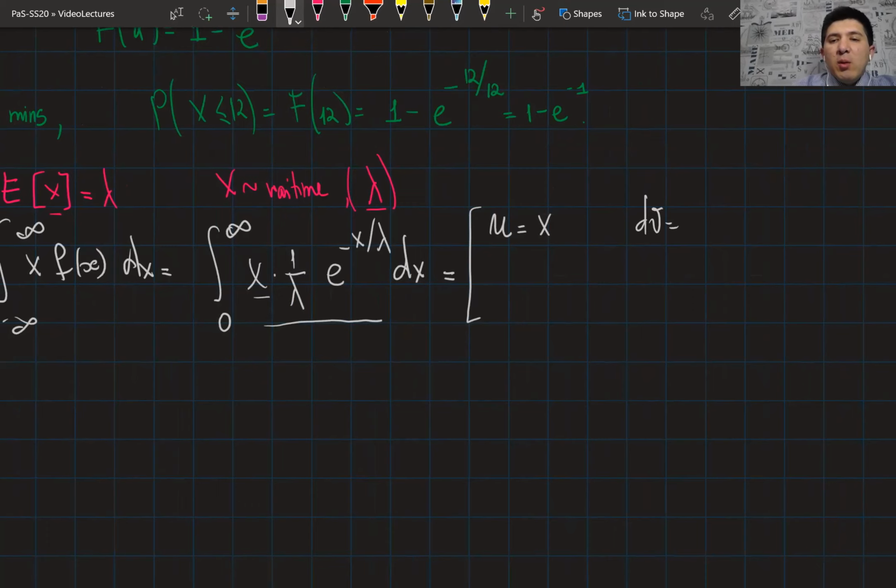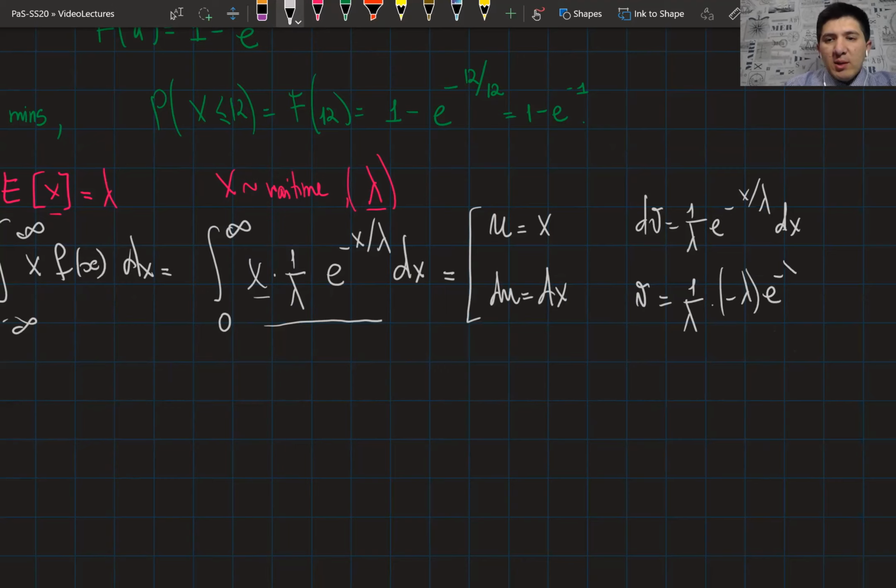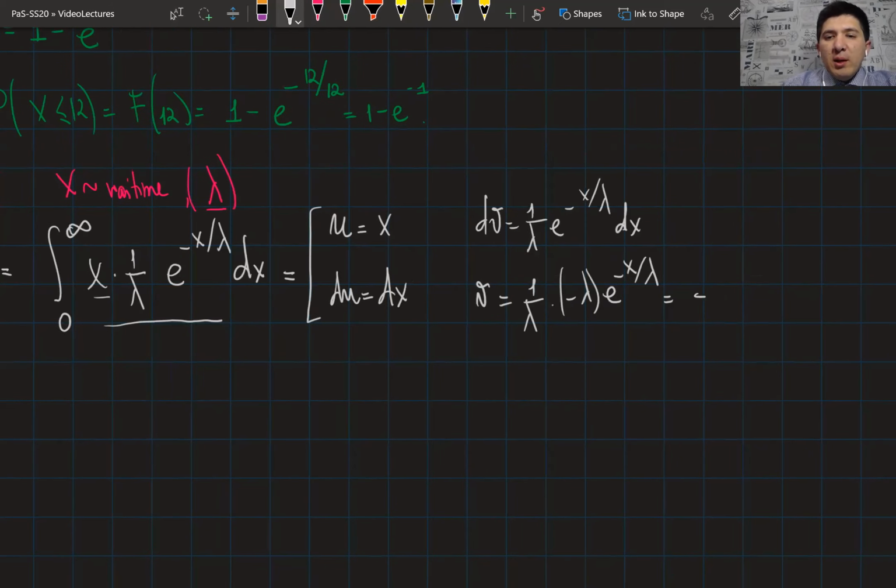We are going to denote u as x, and dv is going to be 1 over lambda e to the power of minus x over lambda dx. Then du is going to be equal to dx, and v is going to be the antiderivative of this term. So 1 over lambda multiplied by minus lambda multiplied by e to the power of minus x over lambda, which is simply minus e to the power of minus x over lambda.